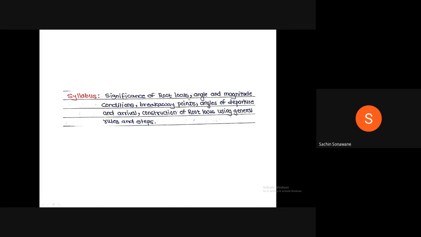Significance of root locus, angle and magnitude conditions, breakaway points, angle of departure and angle of arrival, construction of root locus using general rules and steps. Therefore, first of all, we will see some theory and afterwards we will solve problems.